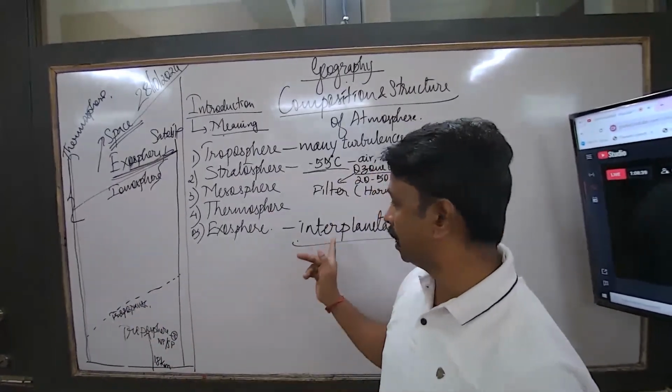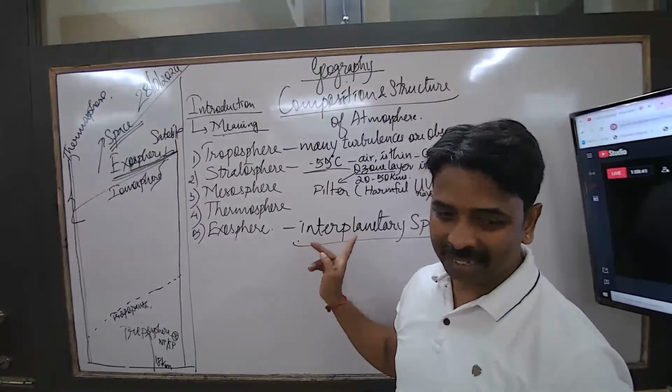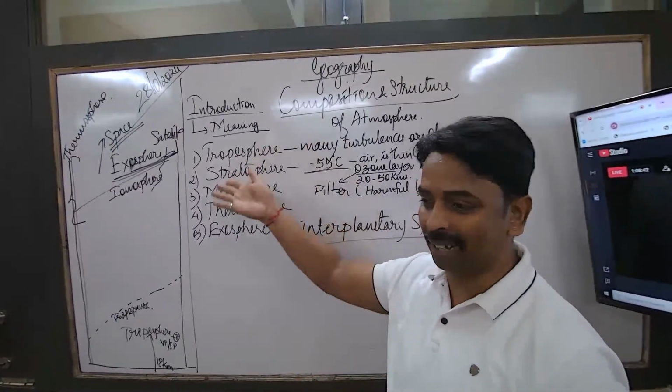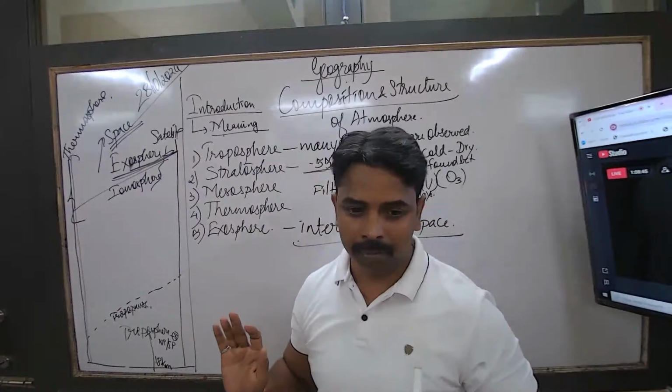So this is, what is that word? Interplanetary space. Correct? There is no other planet next to it. But I have left my planet. Right? Sure.